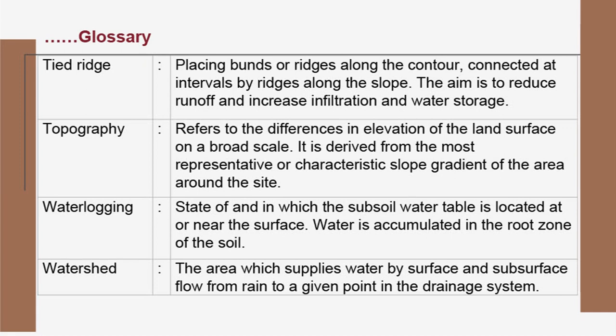Water logging, the state in which the subsoil water table is located at or near the surface, and water is accumulated in the root zone of the soil. Watershed, the area which supplies water by surface and subsurface flow from rain to a given point in the drainage system.